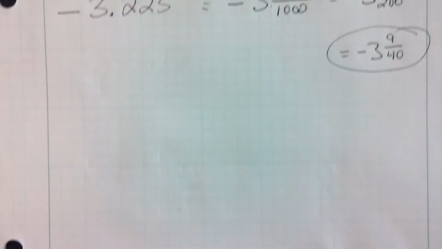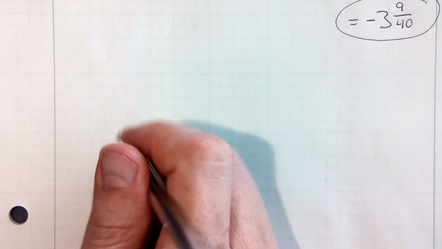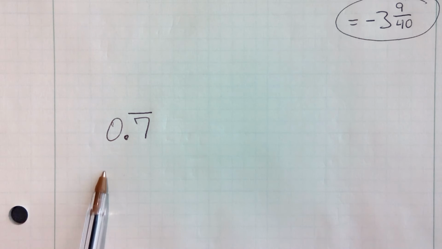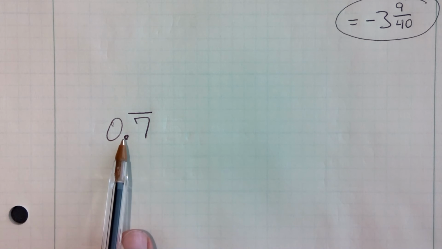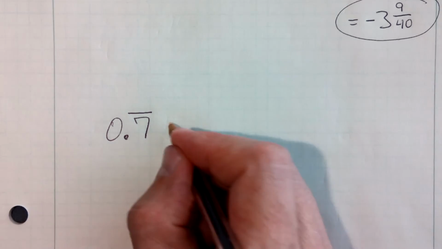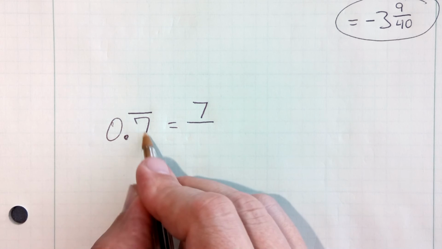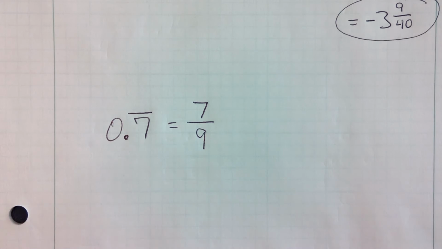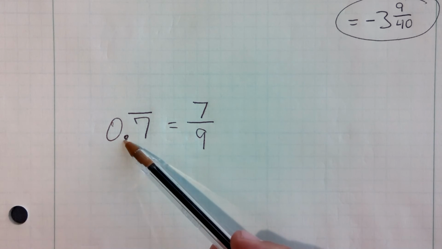The last one is repeating decimals, and I'm going to keep these very simple. If I give you 0.7 repeating, the process of converting a repeating decimal, as long as it starts repeating right after the decimal, is to take the number you're given, that 7, and put it over not 10, but 9. If you don't believe me, take your calculator and divide 7 by 9 and make sure you get 0.7 repeating.